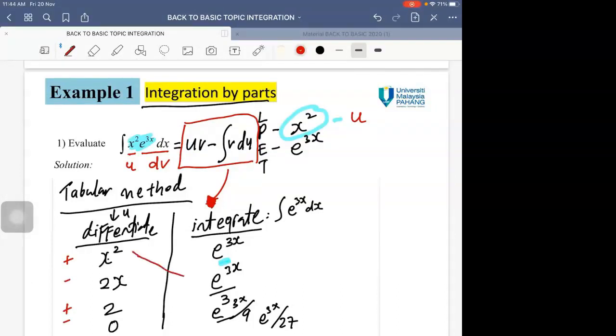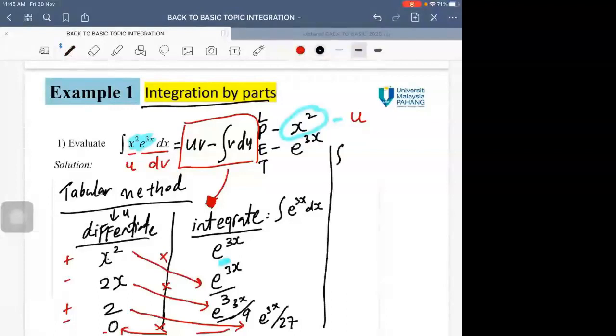Then we multiply diagonally, crosswise. So this term multiplies with this function, and this multiplies with this. Because this is already 0, actually this term we multiply like this too, but anything multiplied with 0 is already 0. So what should be our solution based on this tabular method?